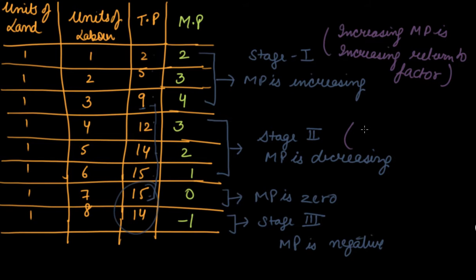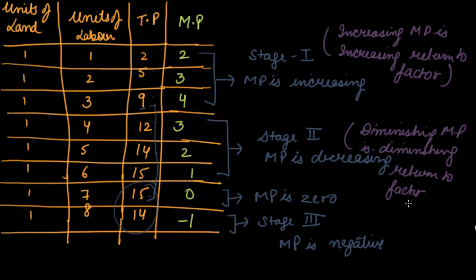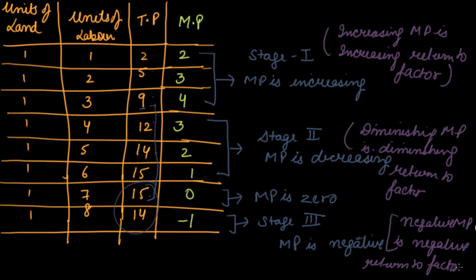This is your diminishing marginal product, is diminishing return to factor, and your negative marginal product is negative return to factor. At this point, your fixed factor has become inefficient because you do not have enough of the fixed factor for your variable input to become useful to you. So this is your law of variable proportion.